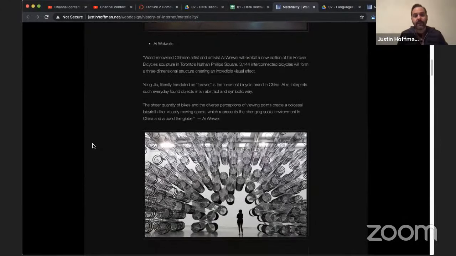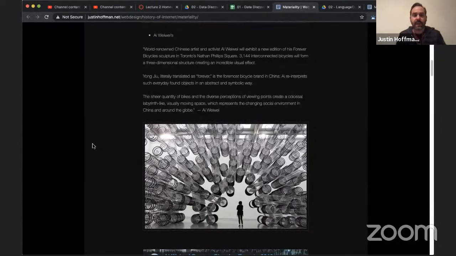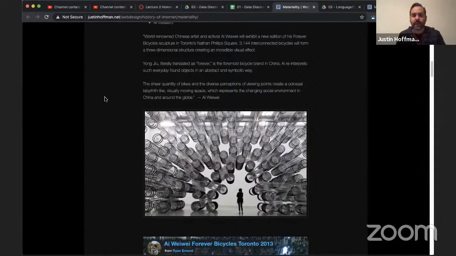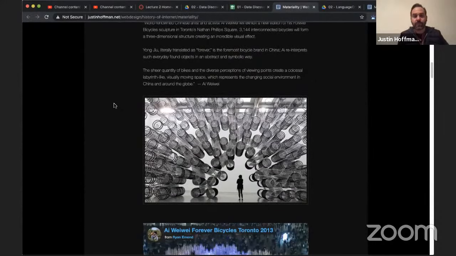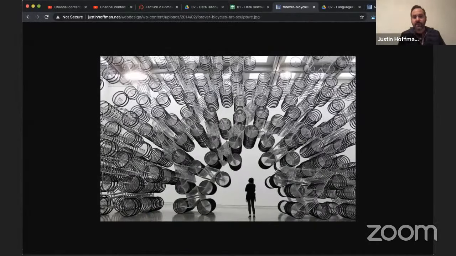Ai Weiwei, world-renowned Chinese artist and activist. Ai Weiwei will exhibit, this is older, a new edition of his Forever Bicycle sculpture in Toronto, Nathan Phillips Square. 3,144 interconnected bicycles will form a 3-dimensional sculpture, creating an incredible visual effect. So these are the bicycles here that are put together to create this amazing abstract form for people to look at, right? Just love to see that in real life.